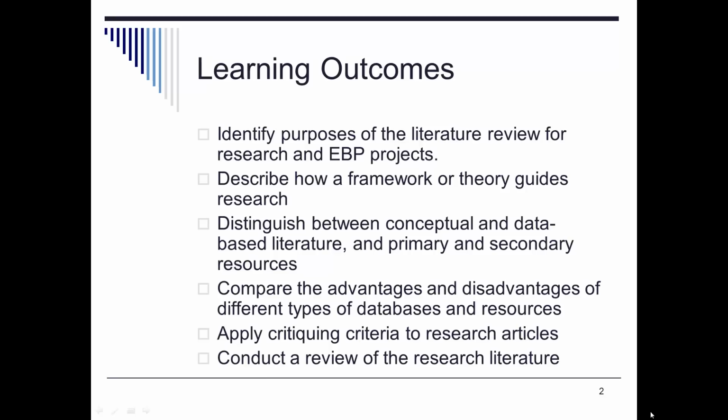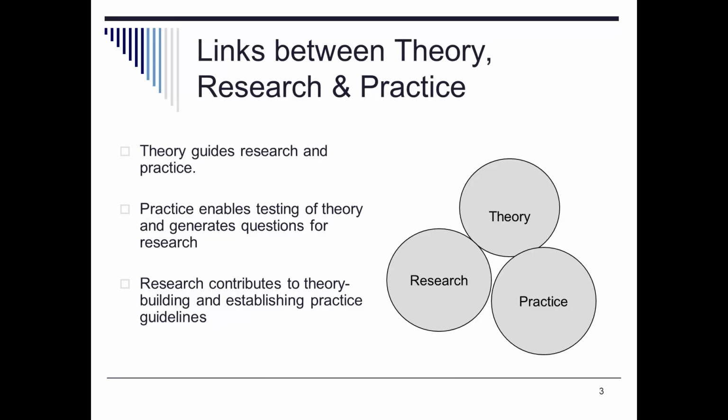Have some better success. The learning outcomes for this chapter include identifying the purpose of the literature review for research and evidence-based practice, describing how a framework or theory guides research, distinguishing between conceptual and data-based literature and primary and secondary resources, comparing the advantages and disadvantages of different types of databases and resources, applying critiquing criteria to research articles, and conducting a review of research literature.